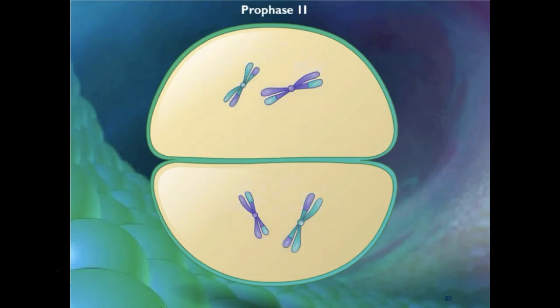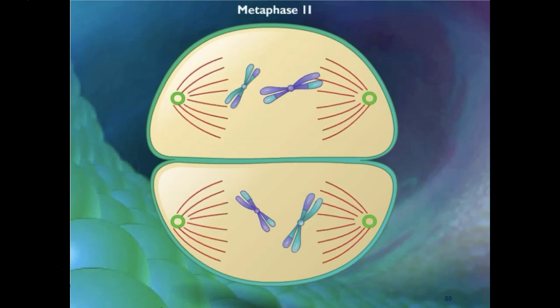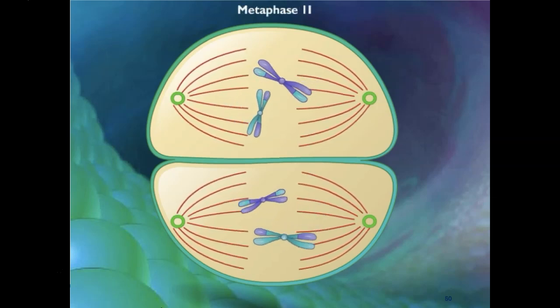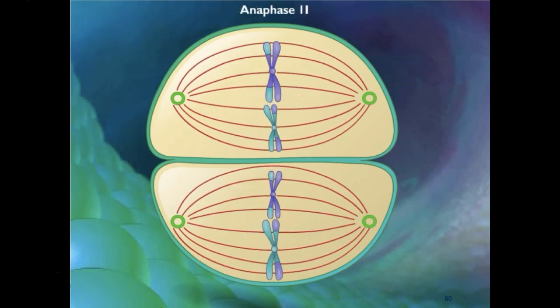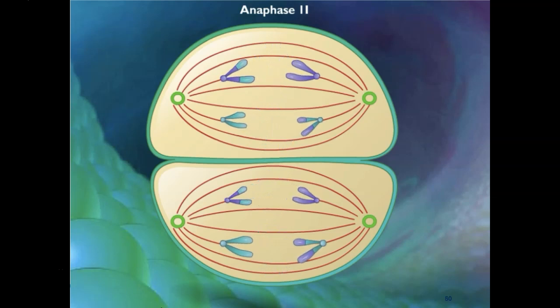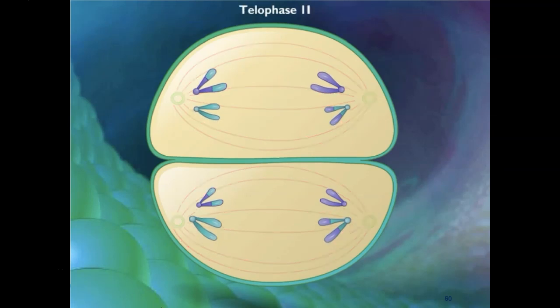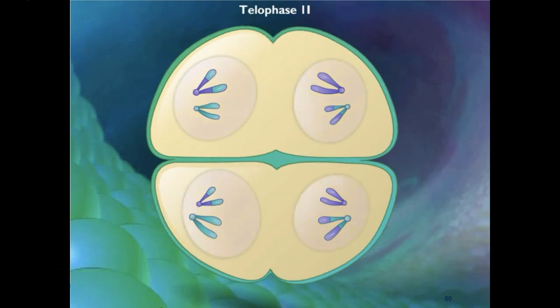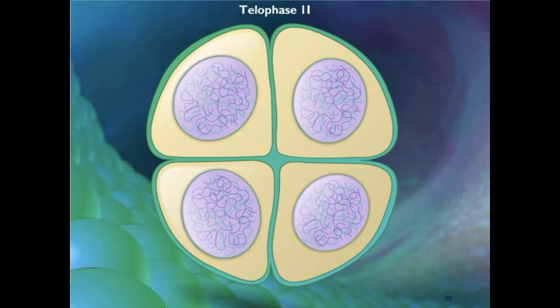During Prophase II, the nuclear envelope breaks down and a new spindle forms. In Metaphase II, spindle fibers bind both sides of the centromeres. During Anaphase II, the spindle fibers contract and the sister chromatids separate and move toward opposite poles. In Telophase II, nuclear envelopes reform, the spindle disappears, and cytokinesis takes place.